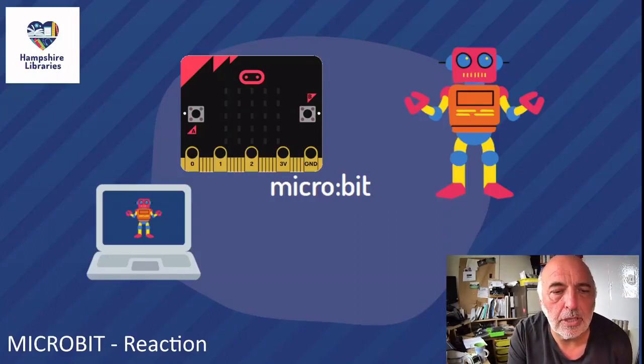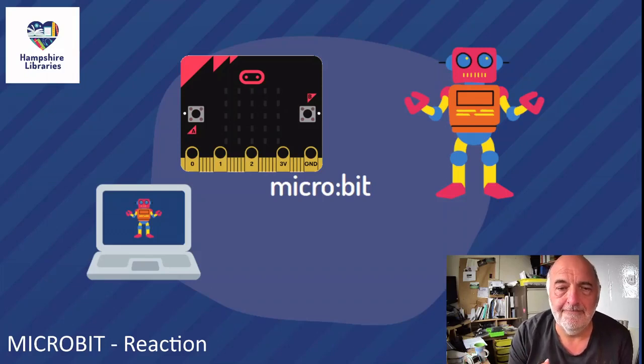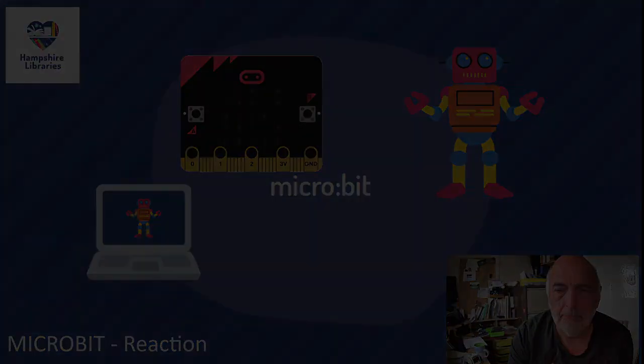Today's microbit project is called Reaction, and the idea of this game is it's a two-player game, and a symbol is displayed on the microbit, and the first person to press a button, either A or B, is the one that wins. Let's get coding.